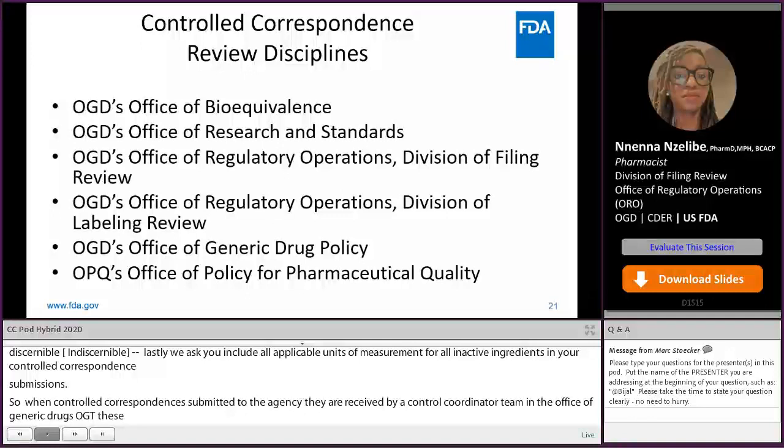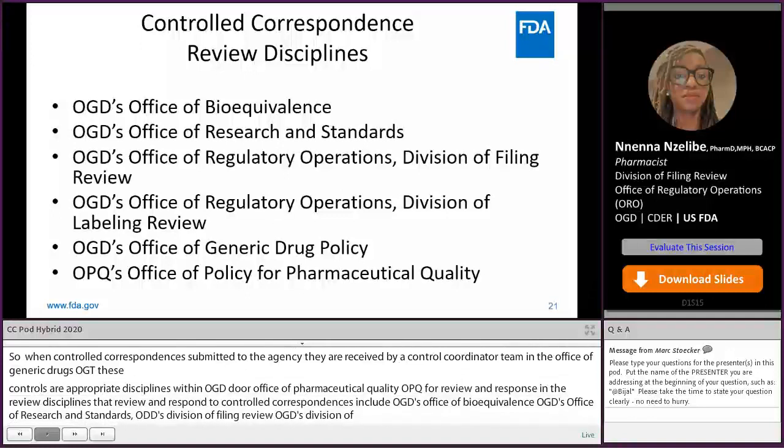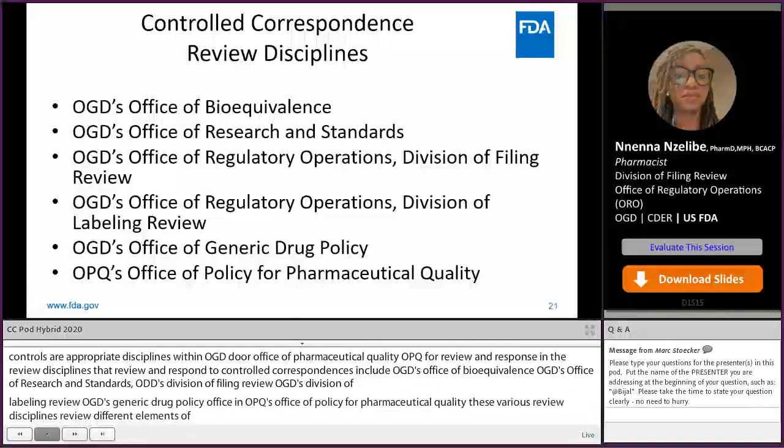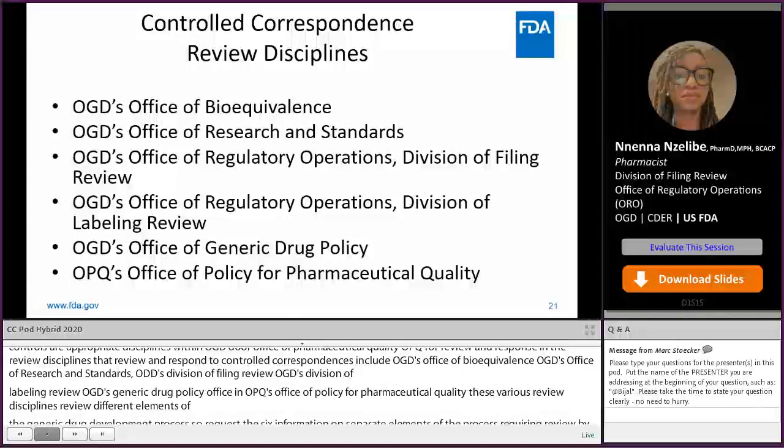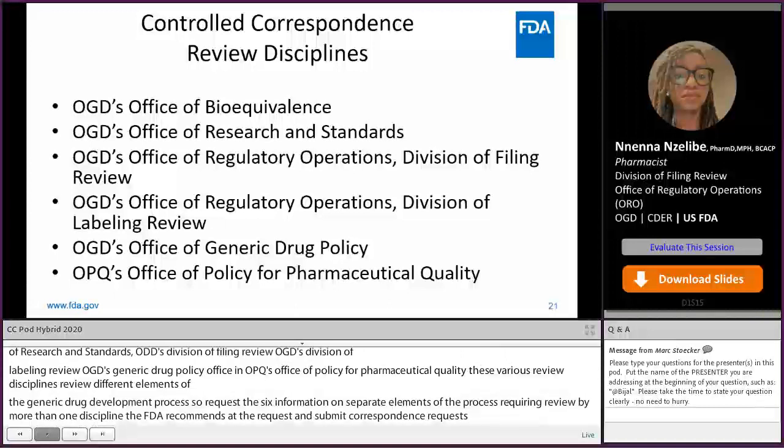So these various review disciplines review different elements of the generic drug development process. So if a requester seeks information on separate elements of the process requiring review by more than one discipline, the FDA recommends that the requester submit separate controlled correspondence requests, as this will facilitate timely review and response. So the guidance for industry on controlled correspondence related to generic drug development outlines the type of inquiries handled by each of these review disciplines.